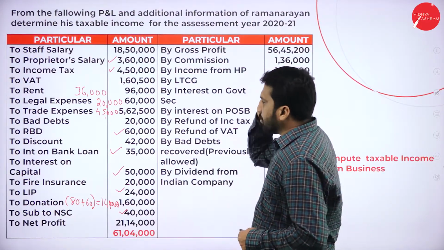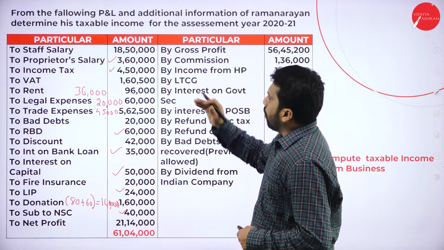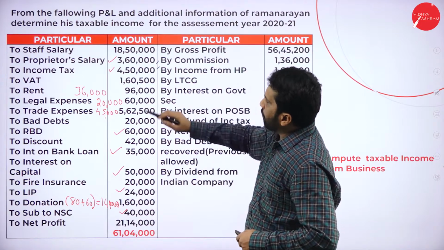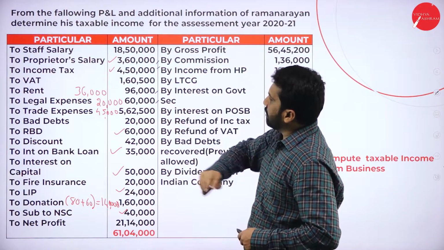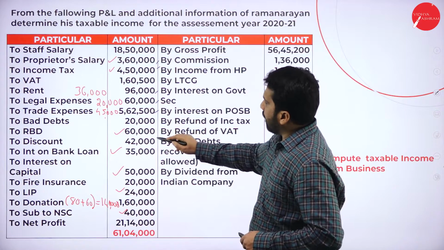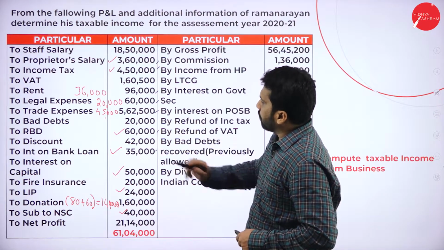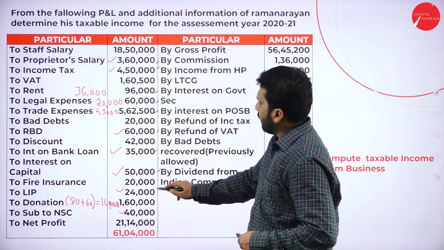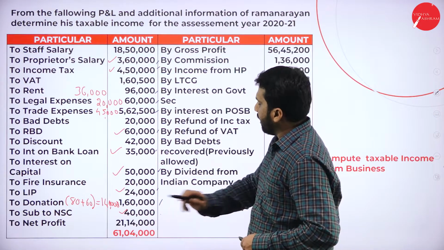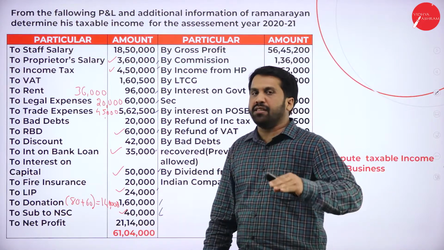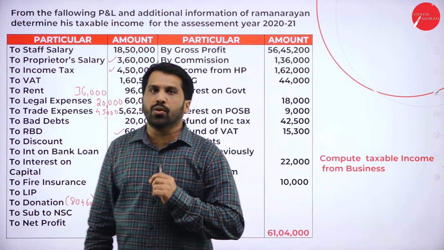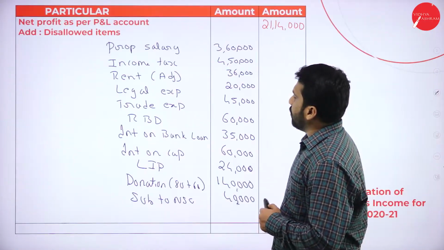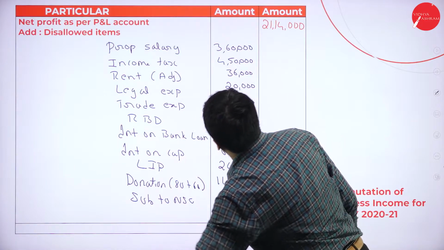Now, trade expenses, I have taken 45,000. I am done with proprietor salary, income tax, and I have taken rent, legal expenses, trade expenses, RBD, and interest on bank loan. And then interest on capital, LIP, donation, and NSC. We have taken everything which is disallowed. Now, we are done with disallowed items. So, we will add up the disallowed total.